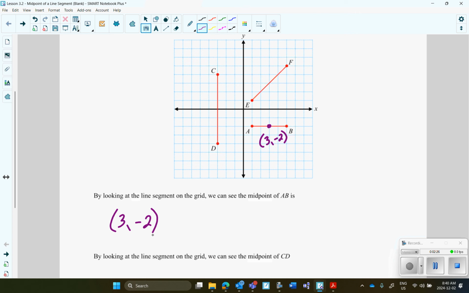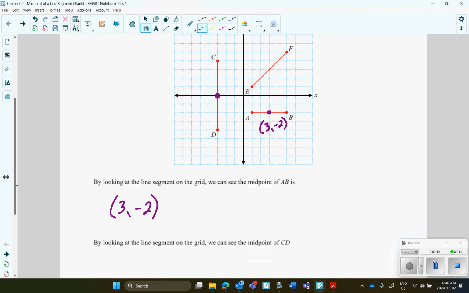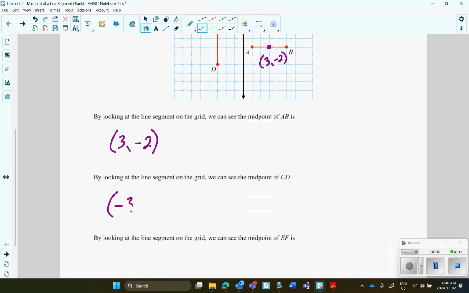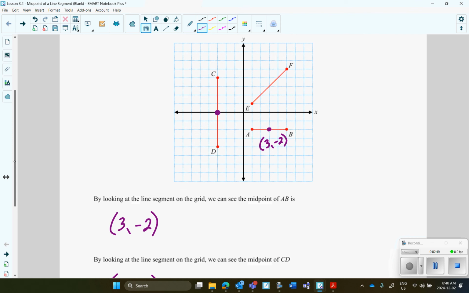What would be the midpoint of CD? Almost. It's -3, -3. So this point here, which would be -3. And just like we did with distance, what about a slanted segment? Well, this one you can actually eyeball. What do you think it would be? 3 and 3. Yeah, that looks about halfway. Okay, so we get 3 and 3.